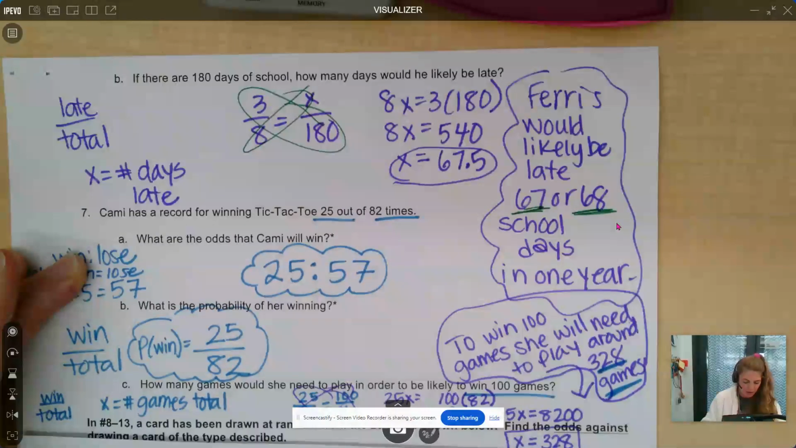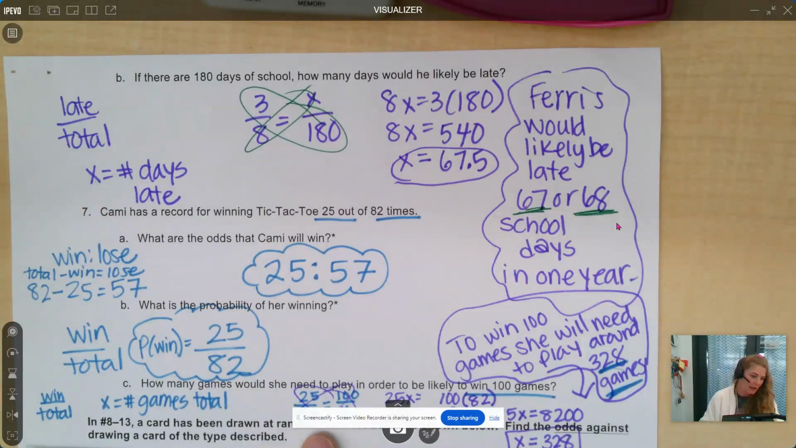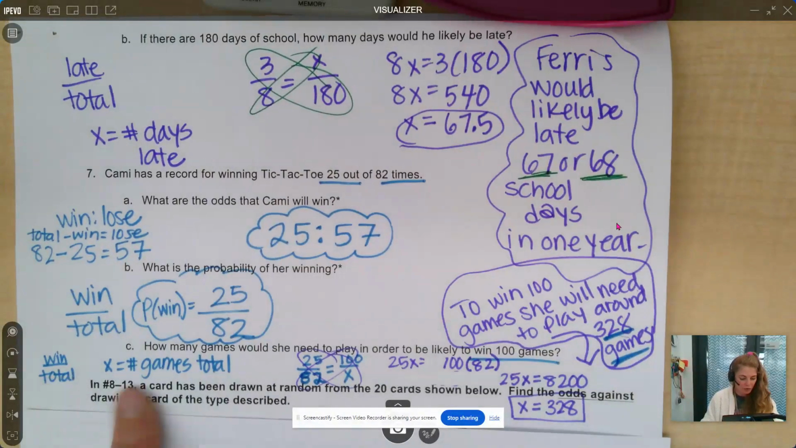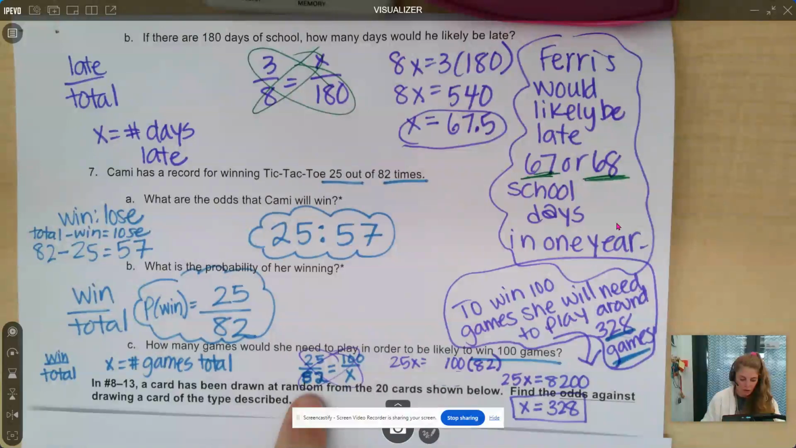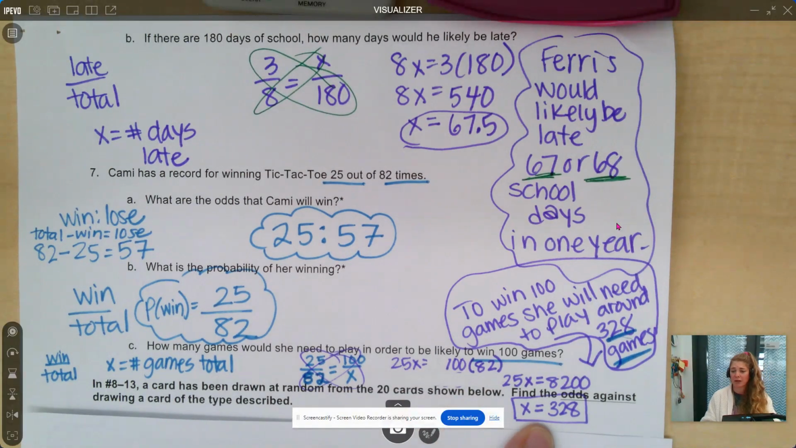So then I'm sorry, there's not enough room for all the work for part C. How many games would she need to play in order to win 100 games? So win to total, X would be number of games total. 25 out of 82 equals 100 out of X. 25 X equals 100 times 82. We solve to get 328. So she'll need to play around 328 games so she can win 100 W's.